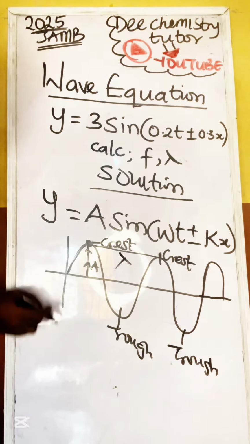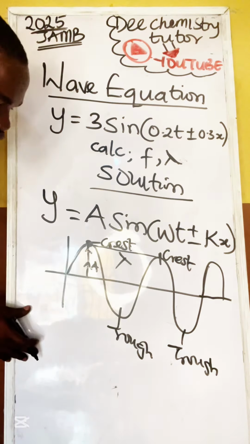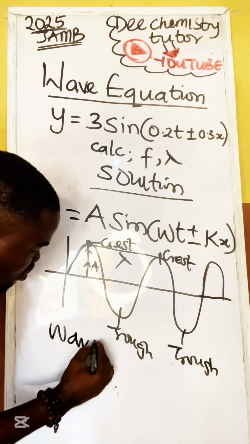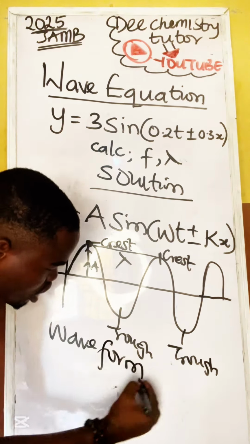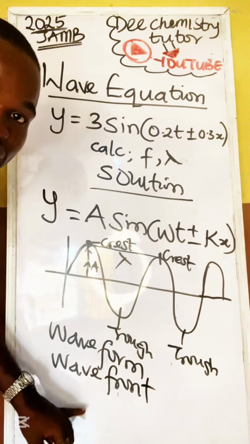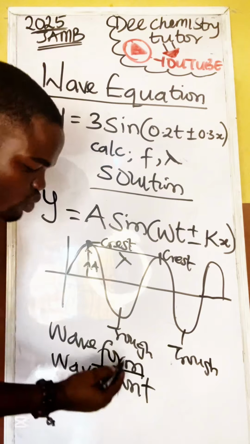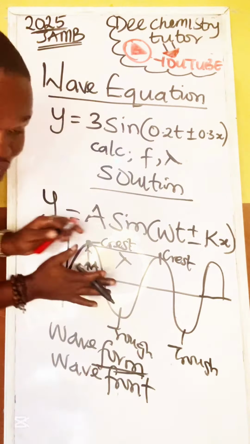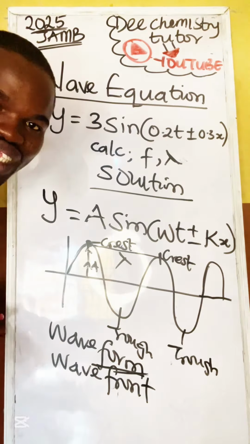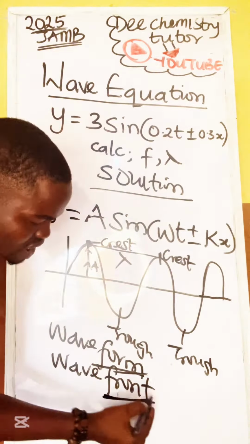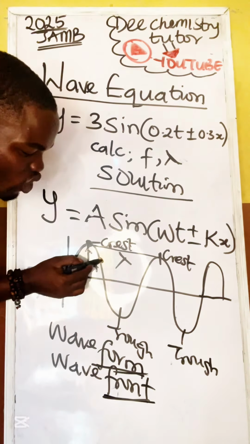Now, this sinusoidal form of wave, please, there are also things you must know. There's something called waveform and wave front. This is inside your JAMB pack, so I have to tell you. Now, waveform is the format of a wave. This thing you are looking at is a waveform, the format of a wave.